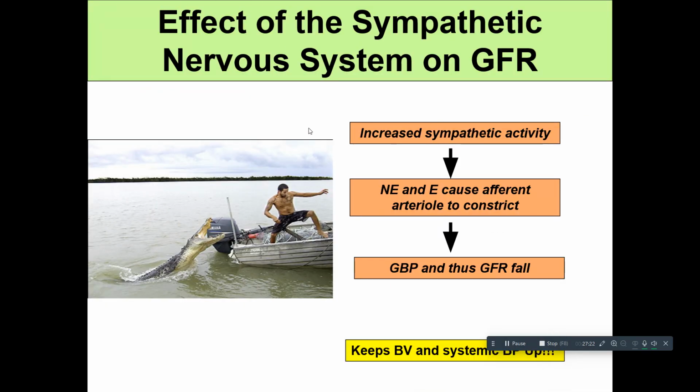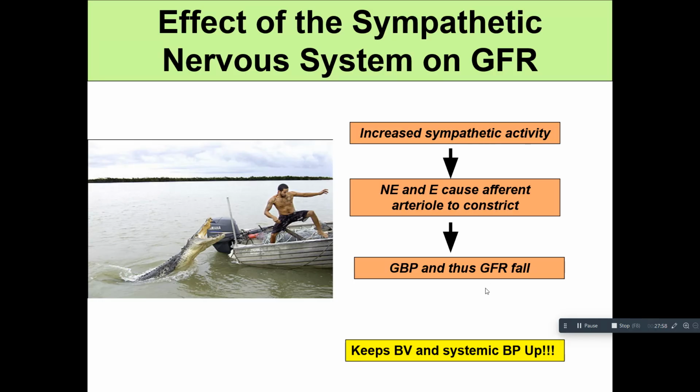Okay, another thing we got to discuss is what the sympathetic nervous system does to glomerular filtration rate. Remember, sympathetic nervous system is your fight or flight system. And if we get an increase in this sympathetic activity, we're going to have a bunch of norepinephrine and epinephrine released in the body. And that's going to get the afferent arteriole to constrict. When the afferent arteriole constricts, less blood enters the glomerulus. When less blood enters the glomerulus, glomerular blood pressure and thus glomerular filtration rate fall.